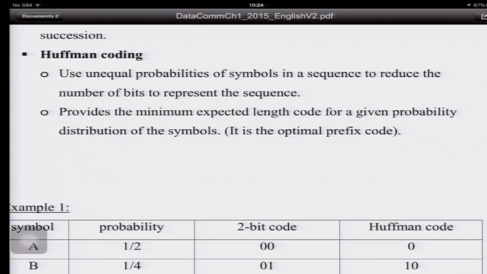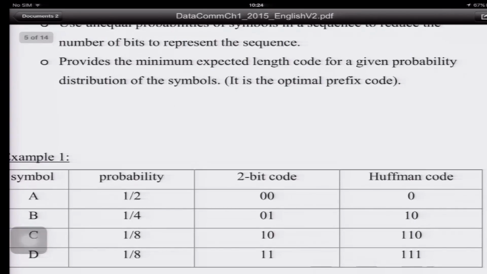Some symbols may occur more frequently than other symbols. So we will encode the ones that occur more frequently with a shorter code word, which means fewer bits. If a symbol rarely happens, we will encode it with a longer bit sequence.